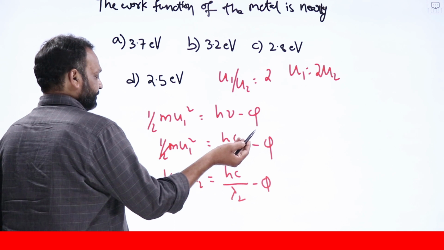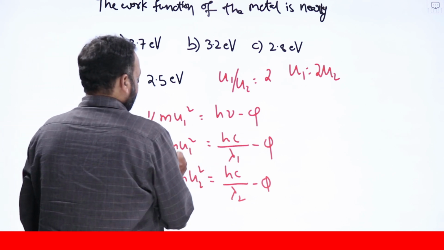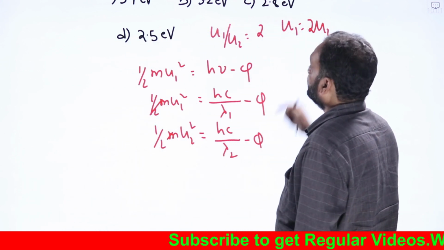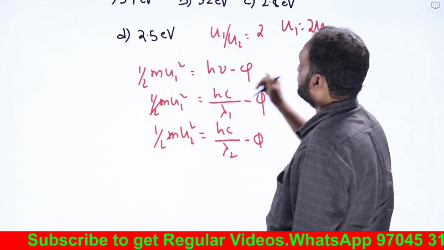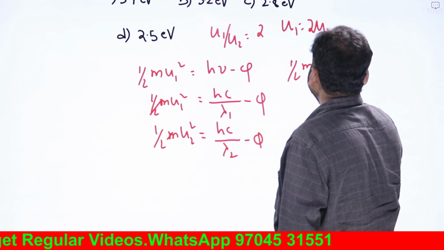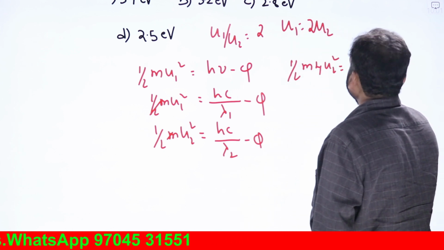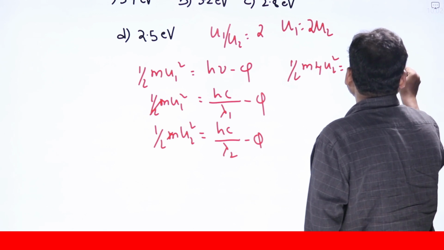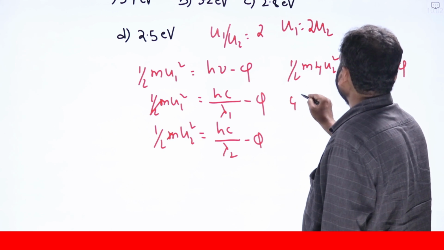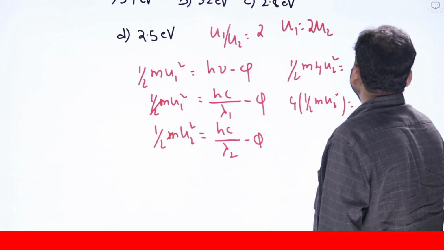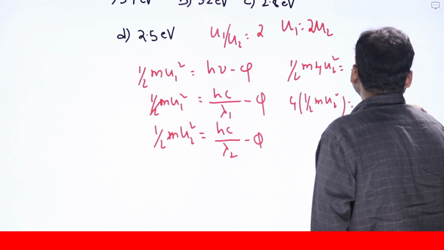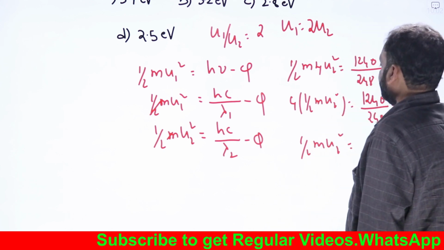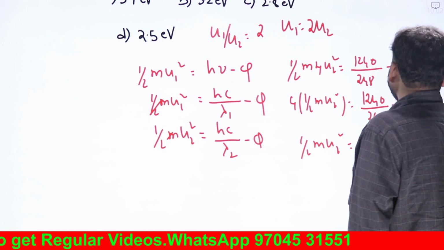Half m, half m, they get cancelled. Okay, let us not leave it like that. Now what do we do? Half m u1 square, u1 equal to 2u2. So put u1 equal to 2u2, that is 4u2 square. So half m 4u2 square is equal to hc by lambda 1, that is nothing but 1240 by lambda 1, 248 nanometers, minus phi. That is 4 into half m u2 square is equal to 1240 by 248 minus phi. The second equation is half m u2 square equal to 1240 by the second wavelength given, 310 nanometers, minus phi.